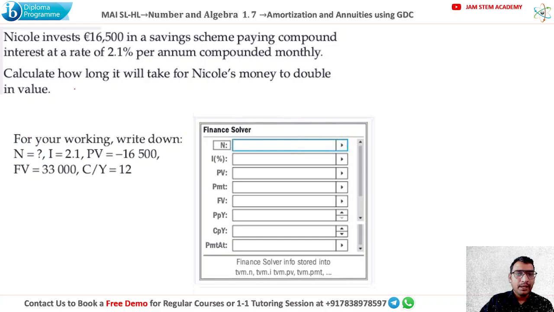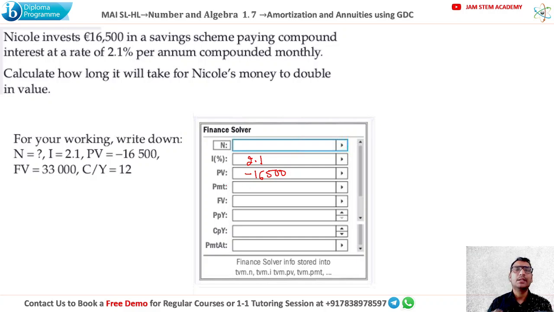So here, next thing is I, the interest rate. What is that? 2.1. So put 2.1 over here. Present value. What's the present value? It is a one time payment only. We paid 16,500. Money came out of us. So present value is negative 16,500.